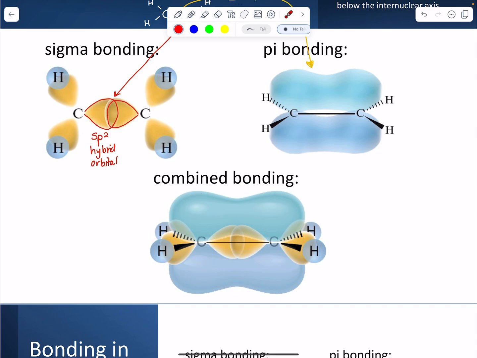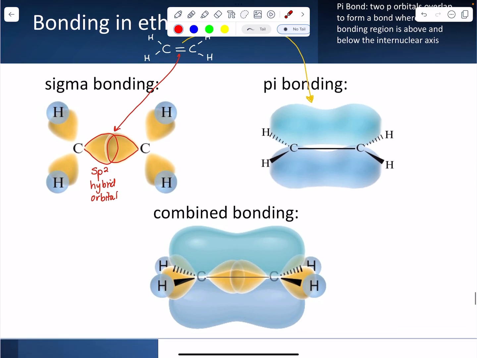And this becomes important in a lot of biologically relevant molecules, like the bases in DNA, where you have pi bonding that causes what we call base stacking. Base stacking is a consequence of the fact that we have pi bonds in our nucleic acid molecules. All right, and that's where I'm going to stop.